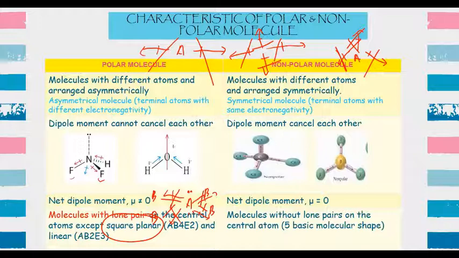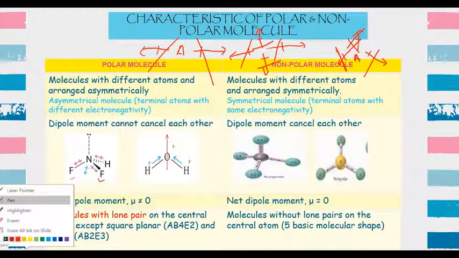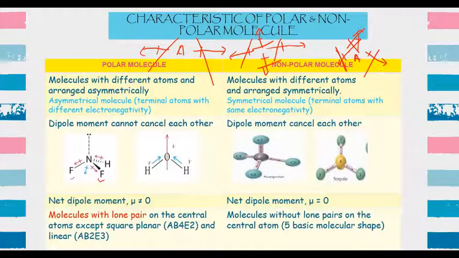Ini adalah anomalous cases untuk square planar dan juga linear. Okay. Kita nak padam sikit. So, kalau kita tengok dekat sini, this bond dipole tak boleh nak cancel each other nampak? Dia punya direction semuanya ke arah fluorine, ke bawah. Dia punya mu. Okay, the dipole moment dia ke bawah.